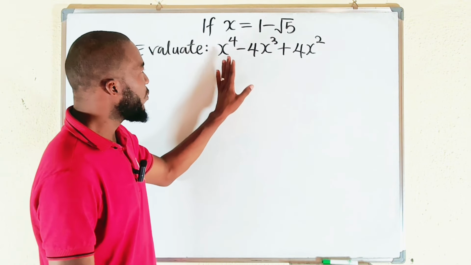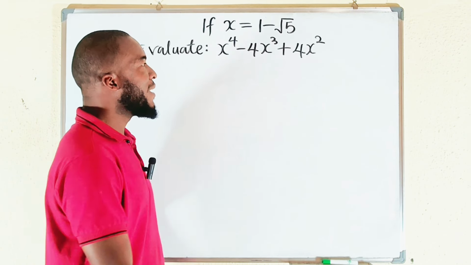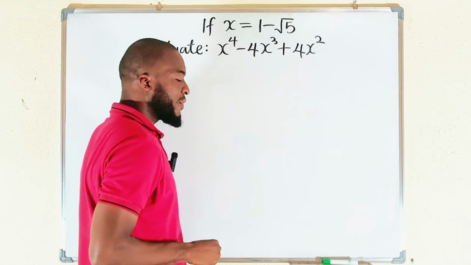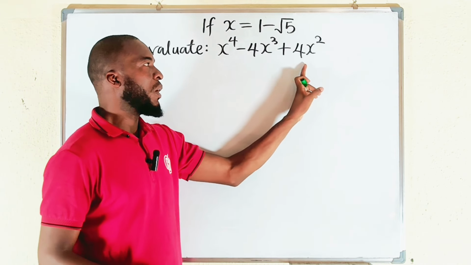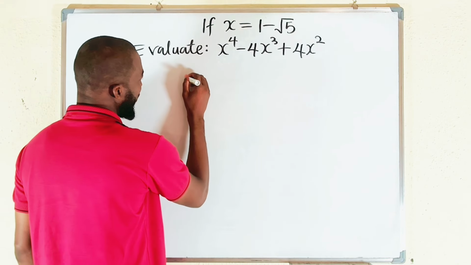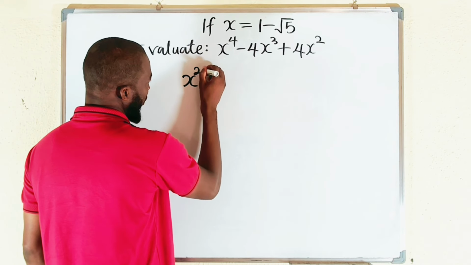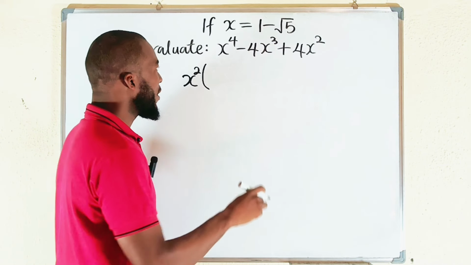No. You can see we have higher degrees, 4, 3, and 2. Instead, let us factorize this completely. All right, you can see that we have a common factor of x squared. So bring that x squared outside. X squared. Then inside, every single term should be divided by x squared.